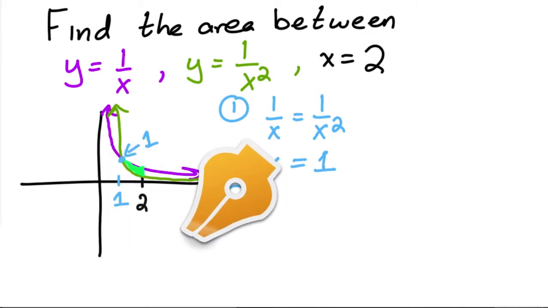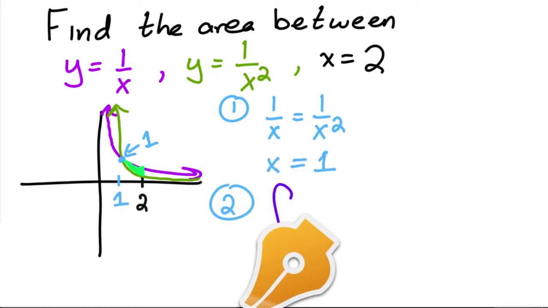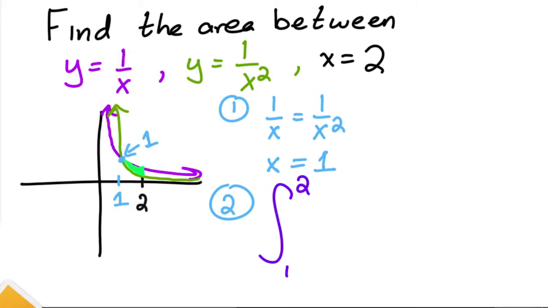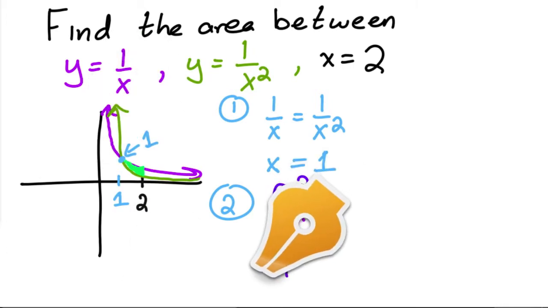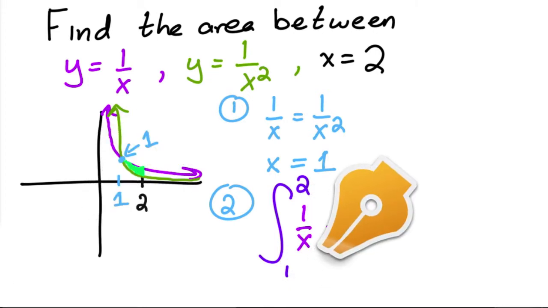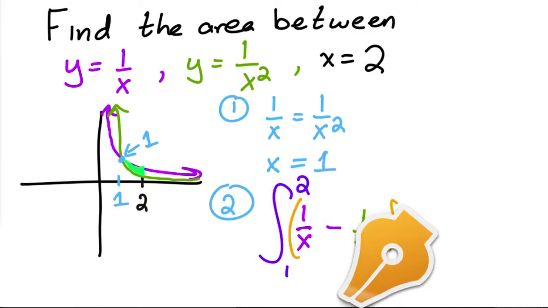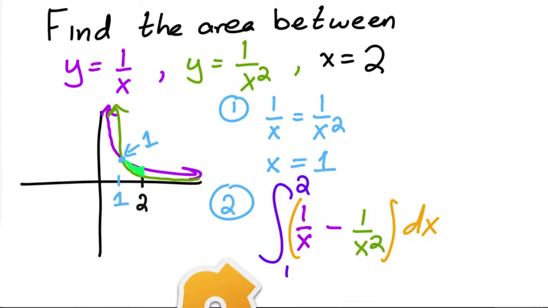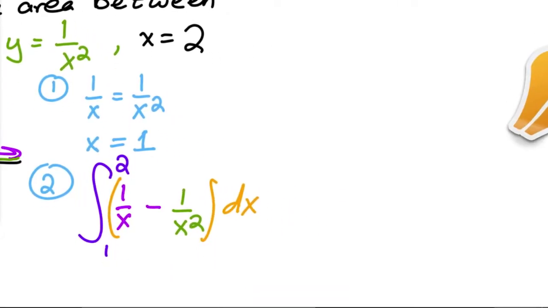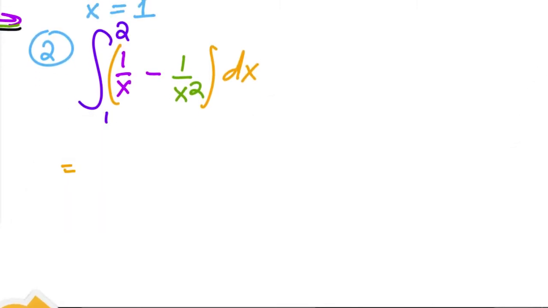And so our setup then is going to be, we're going to find the integral from 1 to 2. And then the function that's on top is 1 over x. So it's going to be 1 over x, and then minus the function that's on bottom, which is the green one, 1 over x squared. And all of this with respect to x. Okay, so now we just need to find this integral. So let's get right to it.